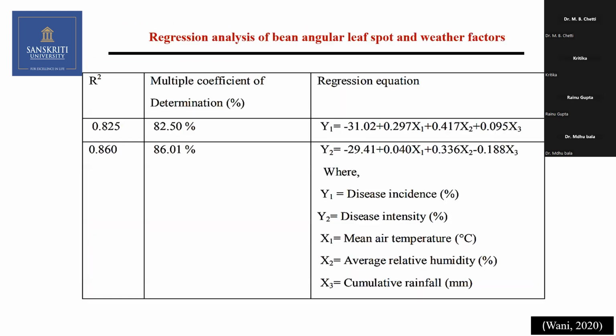Now for the same thing, you can see the regression equation first for the disease incidence and second for the disease intensity. Here the R square is 82.50. That means 82.50% of the variation of the dependent variable is being explained by x1, x2, and x3. Whereas in the second case, R square is higher compared to the first case. That is, for disease intensity, 86.01% of the disease intensity is explained by mean air temperature, average relative humidity, and cumulative rainfall.